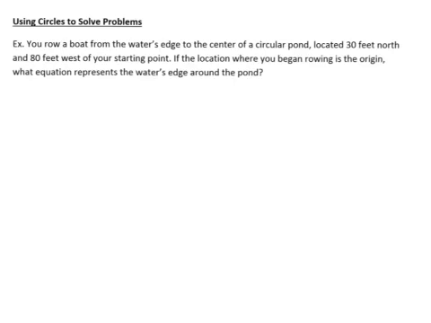All right, now let's use circles to solve problems. In this example, it says you row a boat from the water's edge to the center of a circular pond located 30 feet north and 80 feet west of your starting point. So just so you remember, it goes north, east, south, west, right? Never eat soggy waffles. It says if the location where you began rowing is the origin, what equation represents the water's edge around the pond? So that's what it's really asking. What equation represents the water's edge around the pond? It's just asking you for the equation of the circle, since the pond is circular.